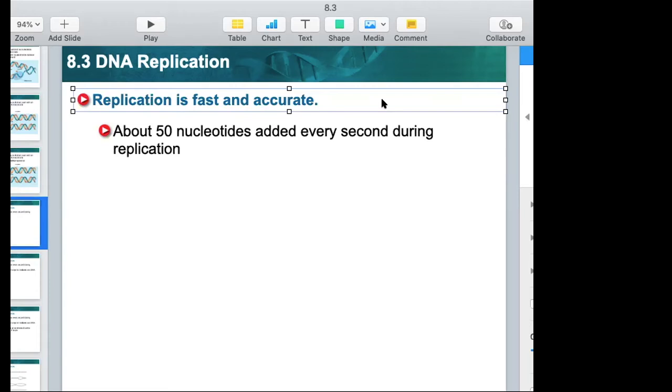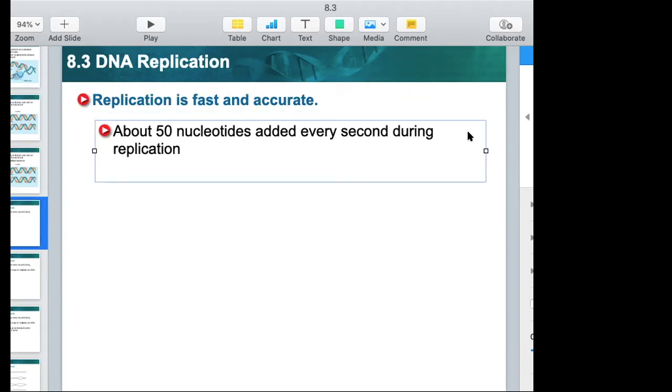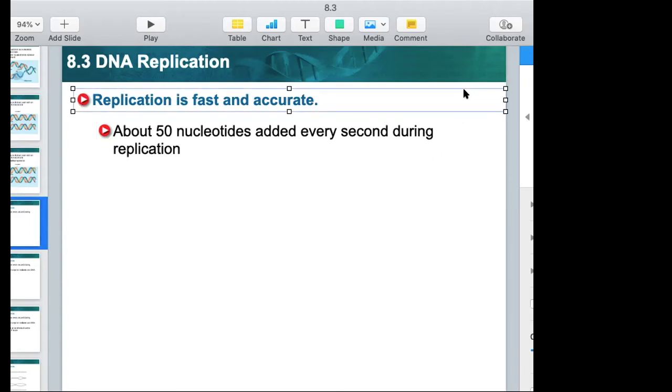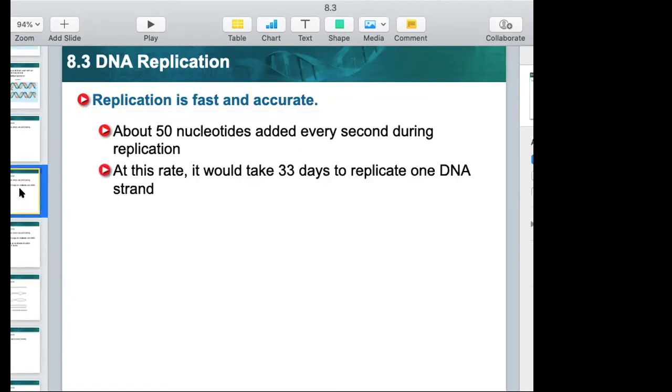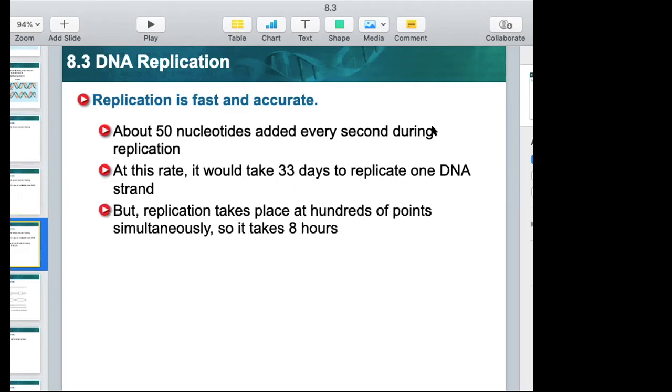Replication, as I mentioned, is very fast, especially thinking about what actually happens in this. 3 billion nucleotides are copied in 8 hours. About 50 nucleotides are copied every second. And at this rate, if you just had one of them working, then it would take 33 days to replicate your whole DNA strand. But you have hundreds of points of replication happening simultaneously, so it takes 8 hours.